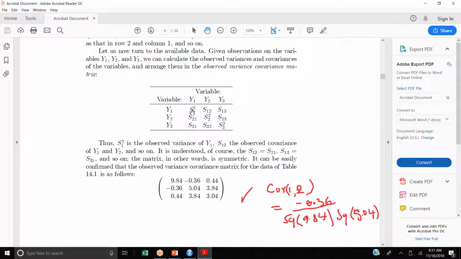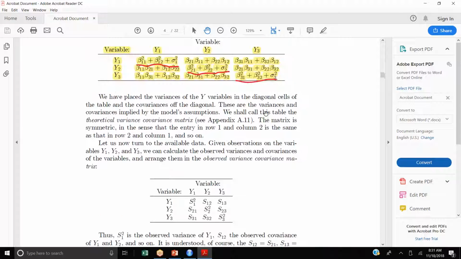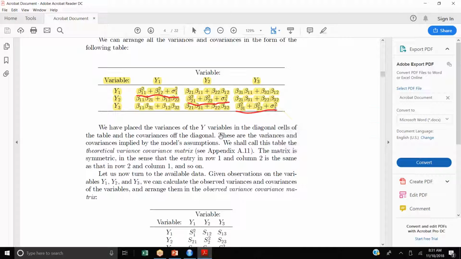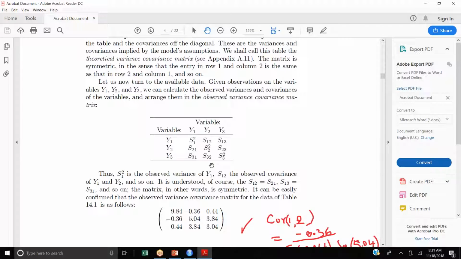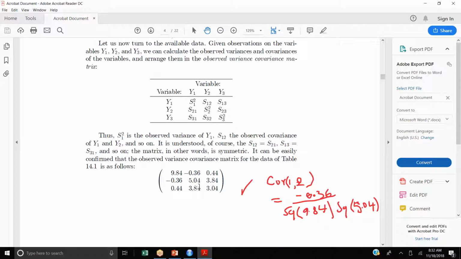Okay, this is observed data. This is data related variance. Theoretically, I was trying to explain all these things. But now with actual data, this is what I get. Now, this variance covariance matrix, I can make it into a correlation matrix.